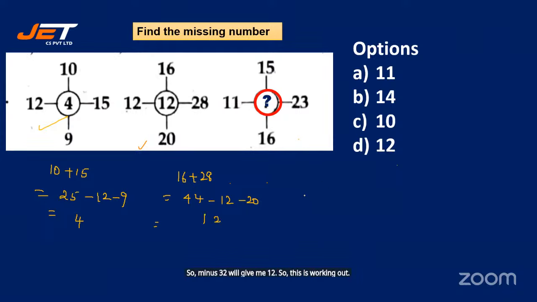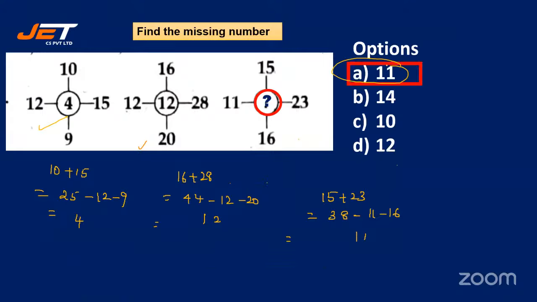So the same strategy, let's use it for the third one as well. So 15 plus 23 will give me 38. So 38 minus 11 minus 16. So 38 minus 27. 8 minus 7 is 1. Then you have 11. So your option A must be the correct answer. Let's see. Yes, perfect. All right, students.